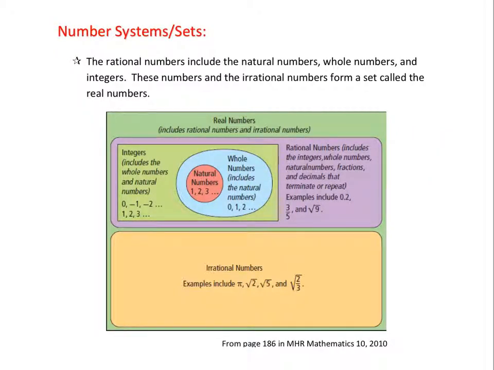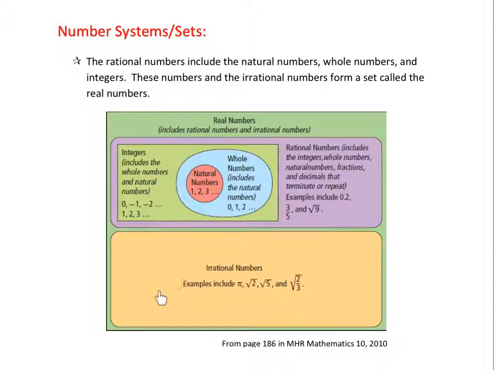Included in your notes is a diagram that is from page 186 in the textbook, and it's just a visual of how the number sets are organized. We have our rational numbers here, the purple rectangle, and rational numbers, again, are integers, whole numbers, natural numbers, fractions, and decimals that end or repeat. And within the rational numbers, you have the integers. Within the integers, you have the whole numbers. And within the whole numbers, you have the natural numbers. Rational numbers are all of these.